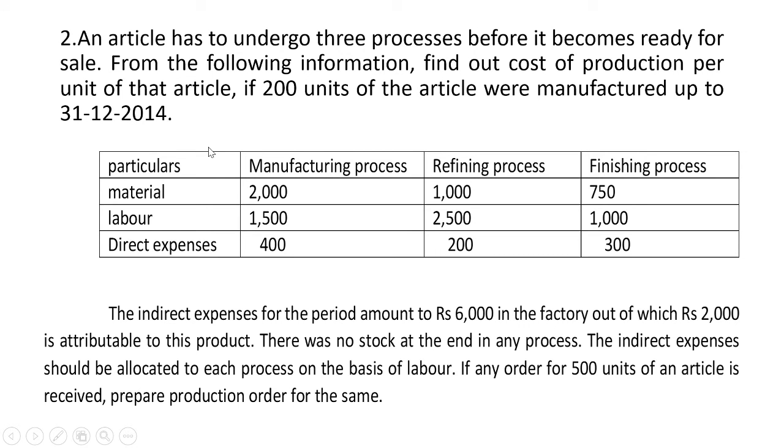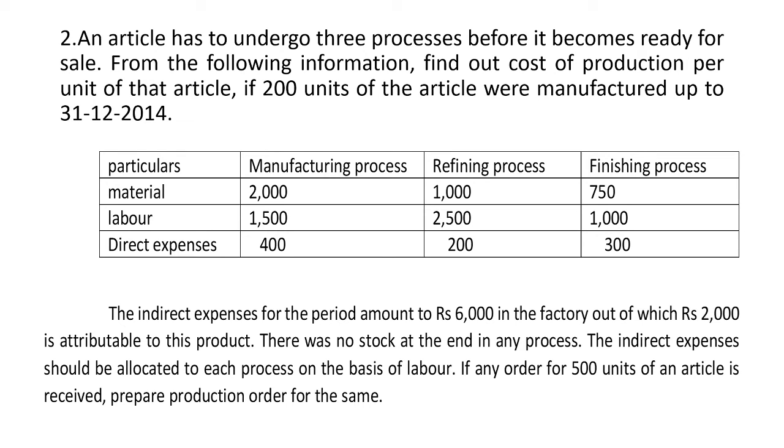Now coming to the next problem. An article has to undergo 3 processes before it becomes ready for sale. From the following information, find out the cost of production per unit of that article if 200 units of article were manufactured up to 31st December 2014. And this is the question.